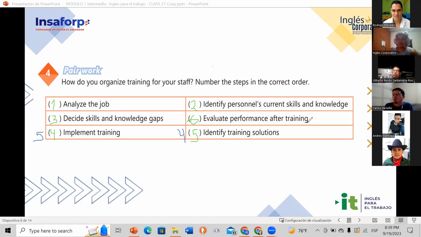And then number four, yes, identify training solutions. That will be number four. And then implement the training. And number six, evaluate performance after training. So once you already provide training, you want to know if that really worked, right? So you need to evaluate again. Okay, very good. Thank you so much. Good analysis.